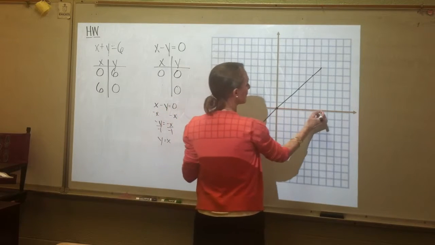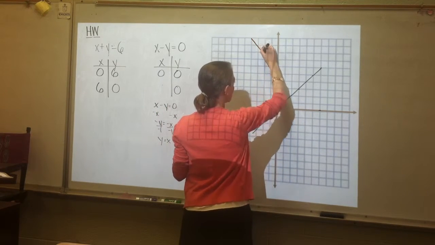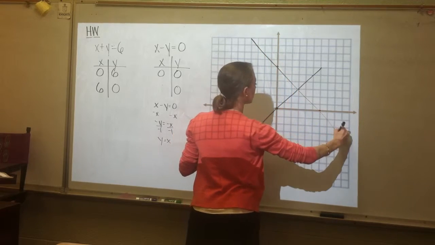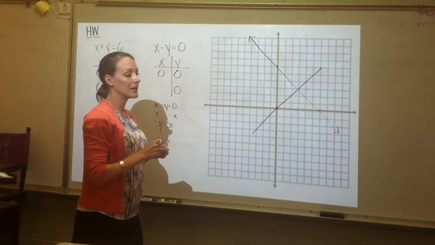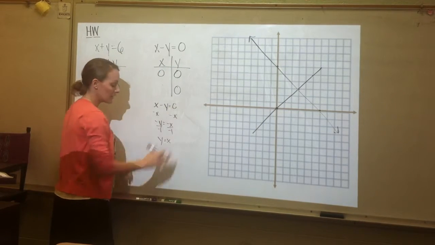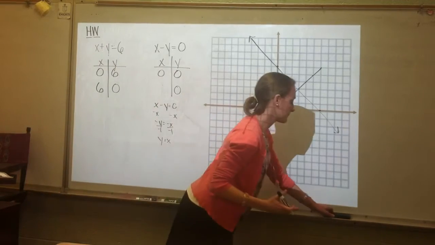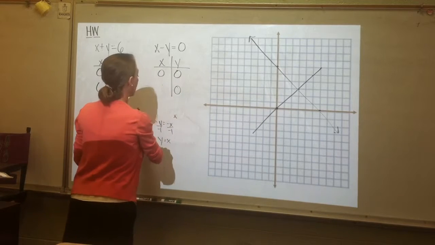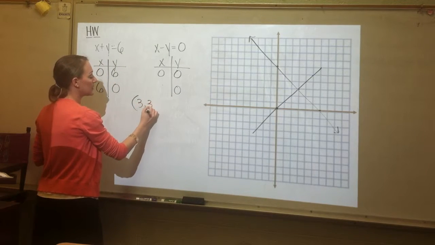Okay? And then we add what? 6 and 6. So where do these two lines appear to intersect? They appear to intersect at 3, 3. I need you to talk like a normal person. Which one? They appear to intersect at 3, 3.